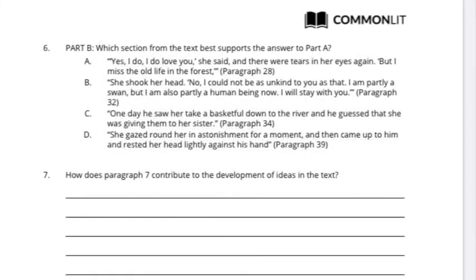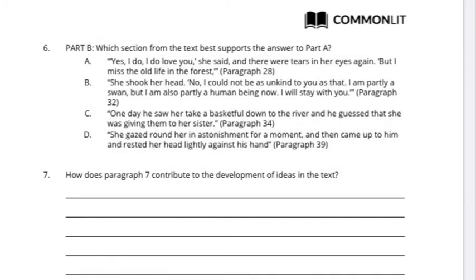Now number 6 is part B. It goes with number 5. And it asks you which section from the text best supports the answer to part A. So you have to look at the answer that you gave for part A and see which answer choice under number 6 goes along with that part. Which one supports that part? If you don't find one that supports that part, then you maybe have the wrong answer and want to go back and look at number 5. Your answer to number 6 should match and go along with and prove your answer to number 5.